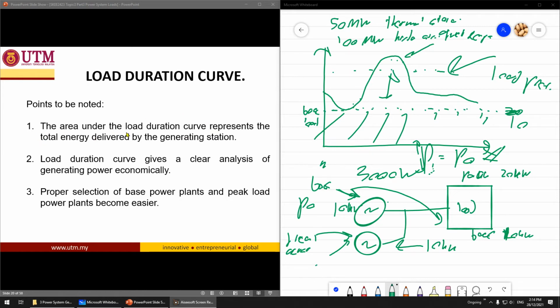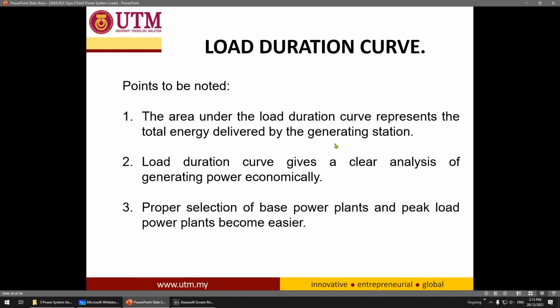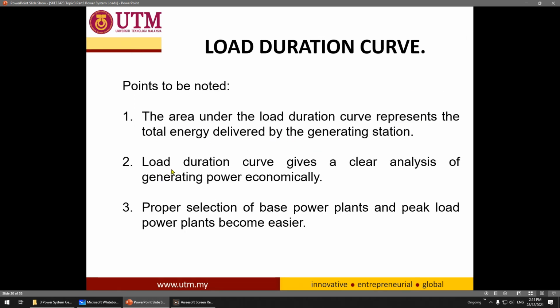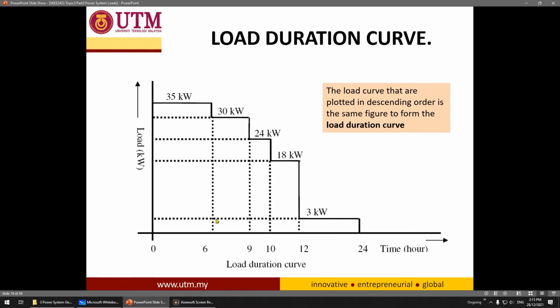The area under the load duration curve represents the total energy delivered by the generation station. So this one is also the same. The area here is the energy, because this is power. You can see here kilowatt is power. So the area here is the energy, and the load duration curve gives a clear analysis of generating power economically. So you can schedule which power to use for 3 kilowatt, which power to use for 18 kilowatt, and so on.